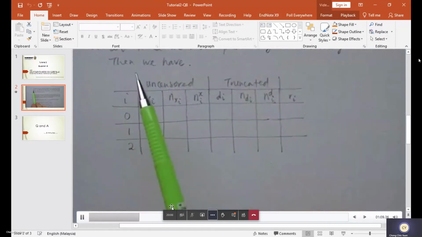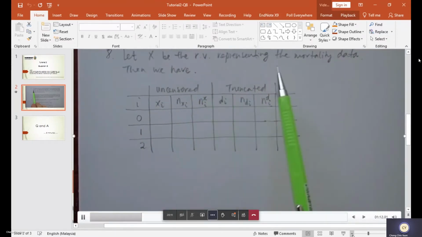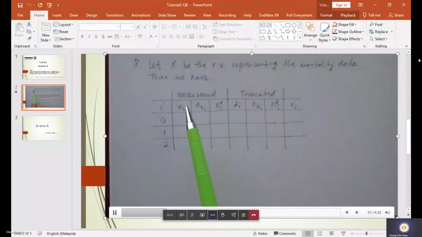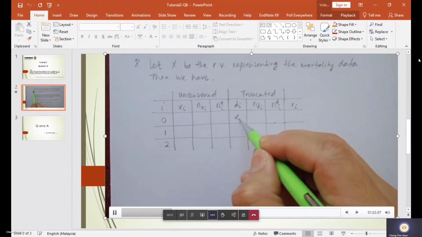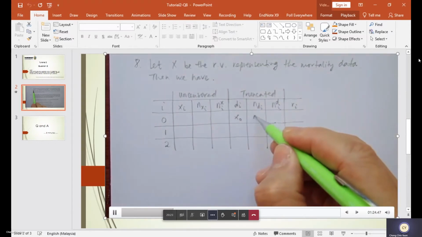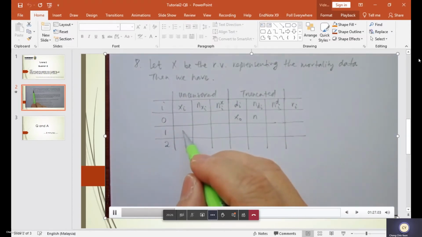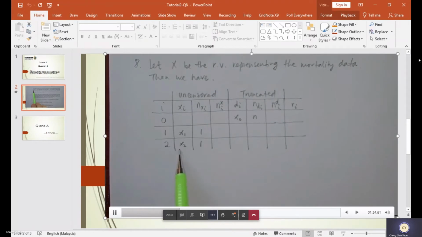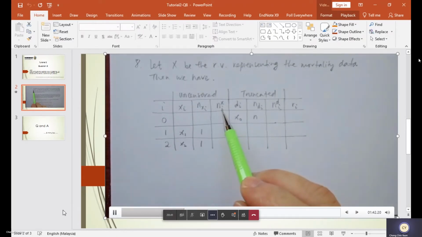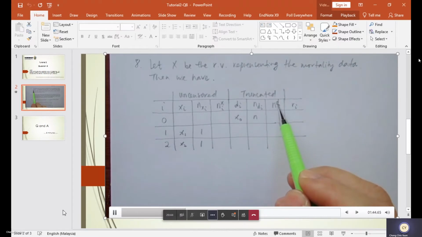Solution for number 8. Let X be the random variable representing the mortality data. We need to place all the data in this chart. So at the beginning, we have X0. The frequency is n. Next, we have the uncensored values for x1 and x2. The number of observations is 1. So before x2, we do not have any censored value. So let's calculate the conditional frequency of x and d as well.